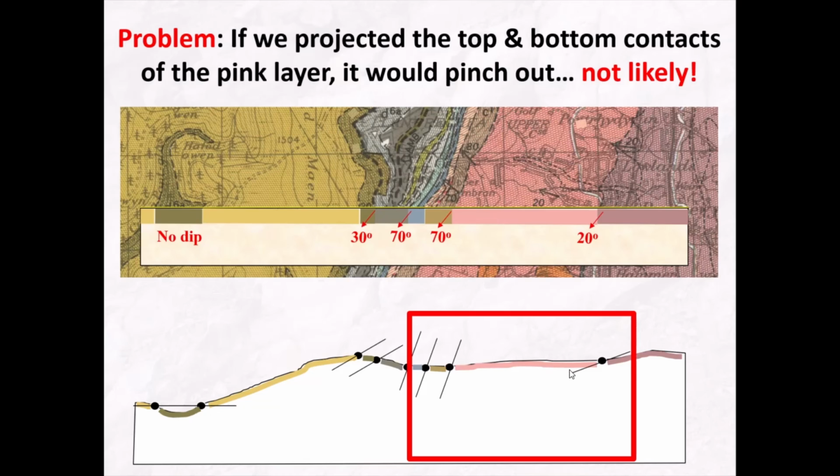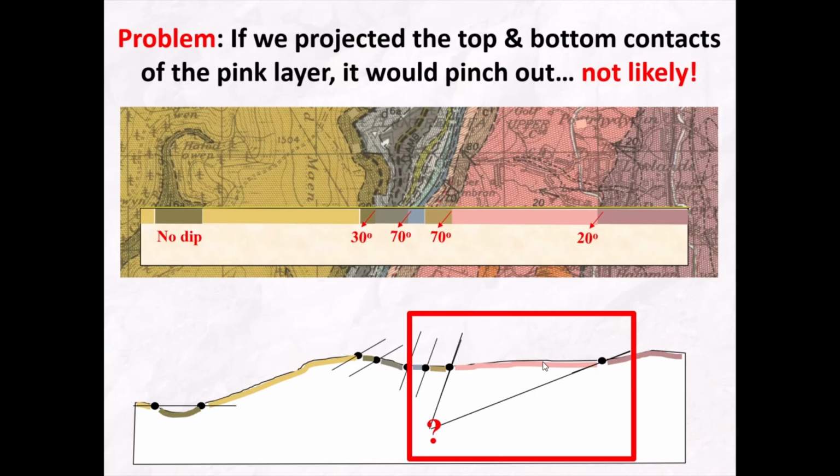But we now have a problem that if we didn't think about this and just projected the top and the bottom of these contacts, let's use the pink layer for example, it would pinch out entirely. So if we just continued this and continued this, it would just pinch out and we'd have this weird wedge of Devonian rocks. Okay, and that's not likely. I think probably not even geologically possible.